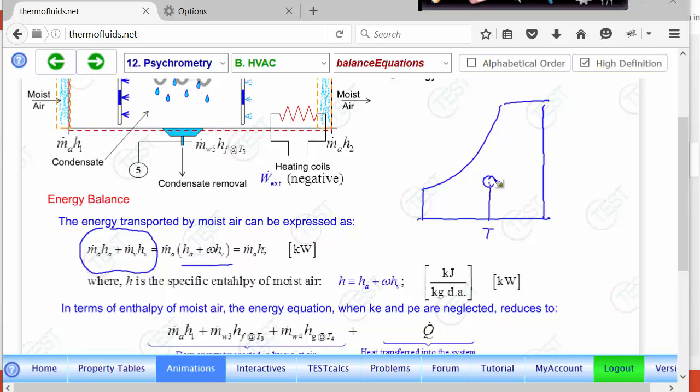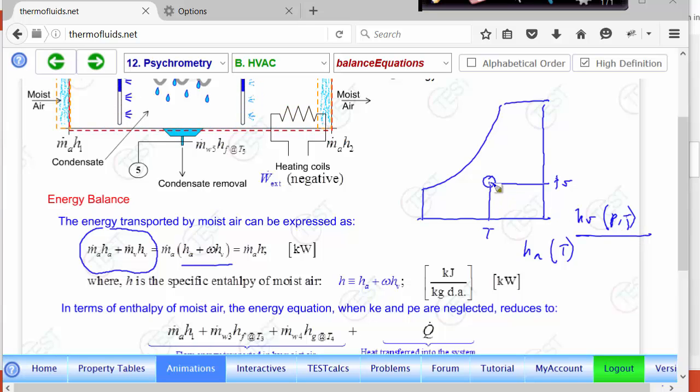Therefore, we can find HA, because HA is a function of temperature for dry air. And HV, we can also find, it's a function of pressure and temperature, right? To find the vapor enthalpy, because the state is known, we can find vapor pressure from this axis. And if we know the vapor pressure and temperature, we can find the enthalpy of vapor.